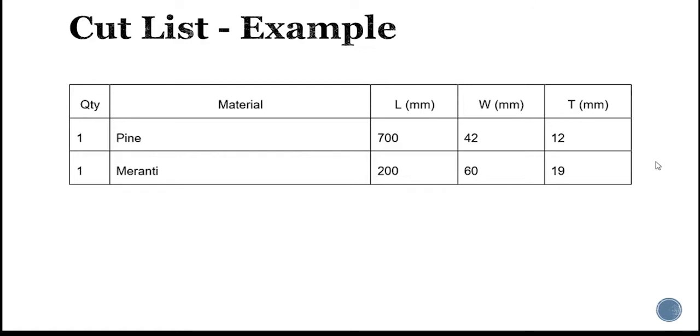Alright, then I've got one piece of Meranti. It's 200 millimeters long. It's 60 by 19 wide. Now 60 is not a standard width, so as I say, please put it on the cut list anyway at the width that you require, and I will cut it down for you on the table saw. It is much easier than you having to either cut it on the bandsaw or plane it down yourself.